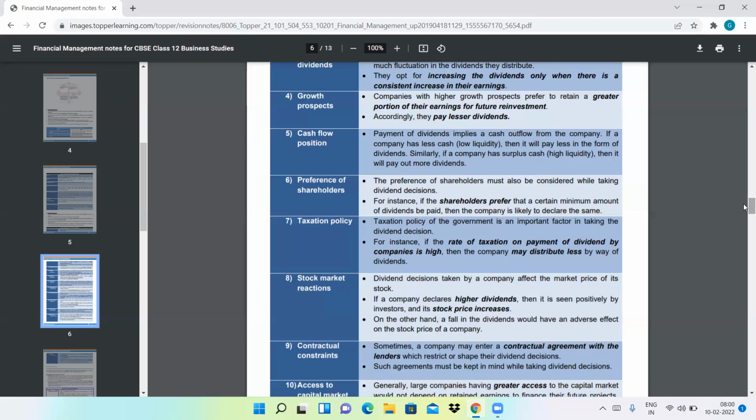Okay. Then taxation policy. The tax which is being paid on dividend is paid by the company. If the tax rate is quite high, then we avoid dividend distribution because it increases the burden of tax on the company. If the rate of taxation is less, then we can easily distribute the dividend because it will attract less burden on the company, and we can easily distribute money amongst the shareholders.